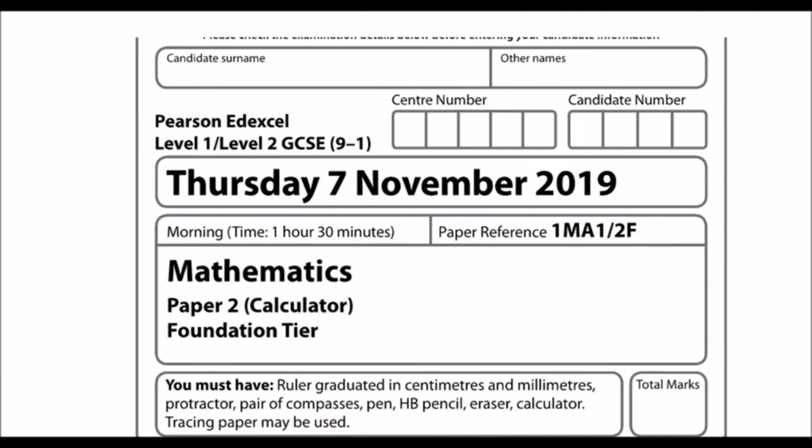This is the Edexcel Foundation tier, paper 2 calculator paper from November 2019.